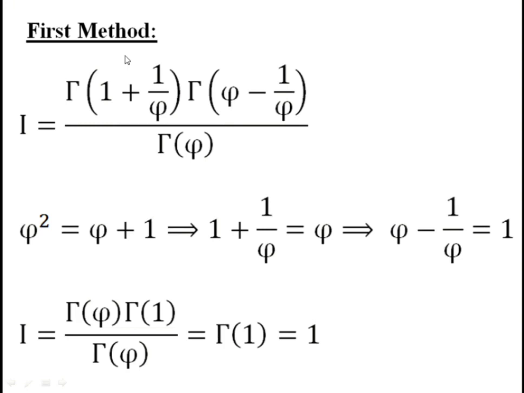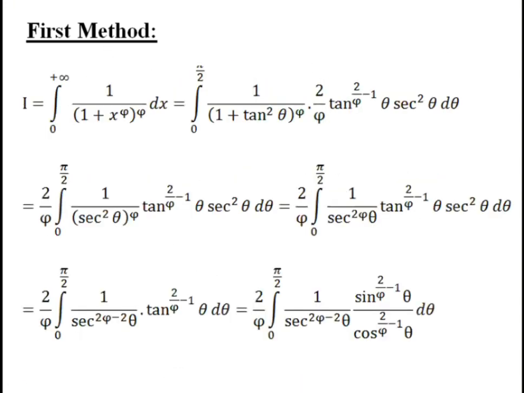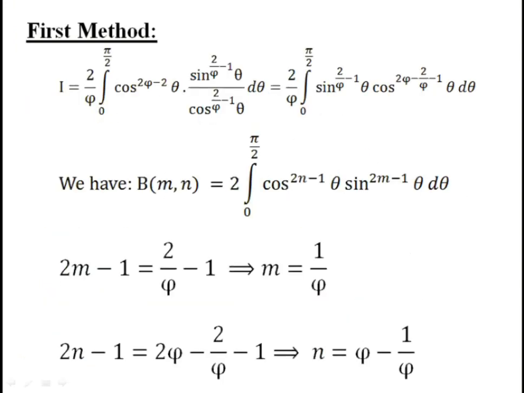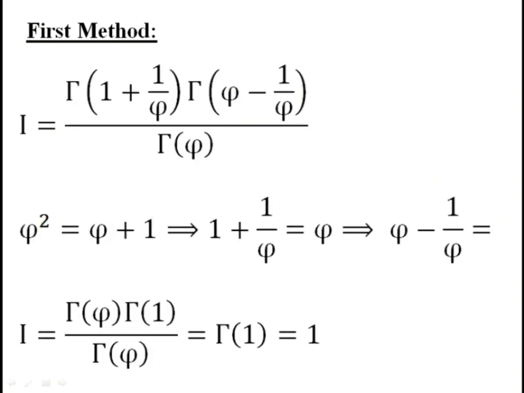Therefore, I equals this term, gamma of phi. This term equals gamma of 1, and this term is gamma of phi. Now we have gamma of phi and gamma of phi, which will cancel each other. Therefore, I equals gamma of 1, which is 1. So from the first method, we get this integral equals 1. Now we will evaluate I using the second method.